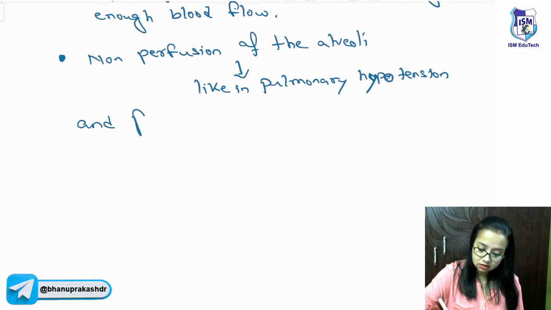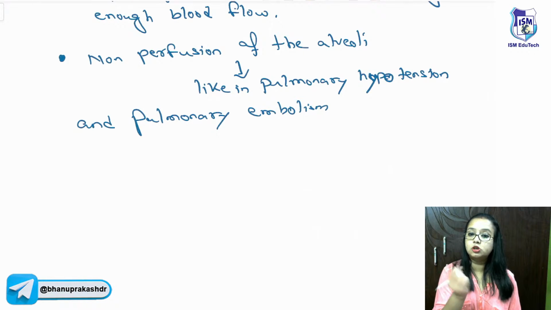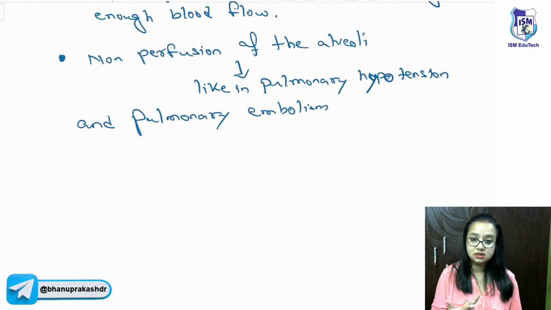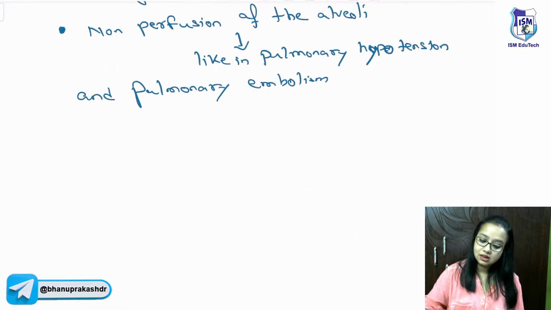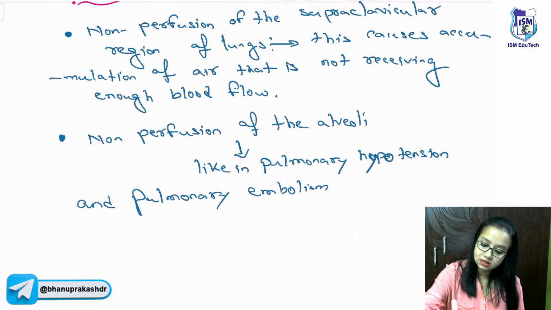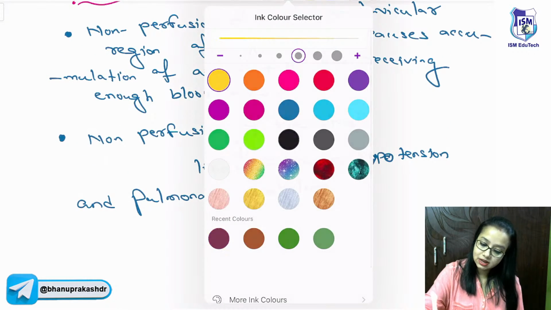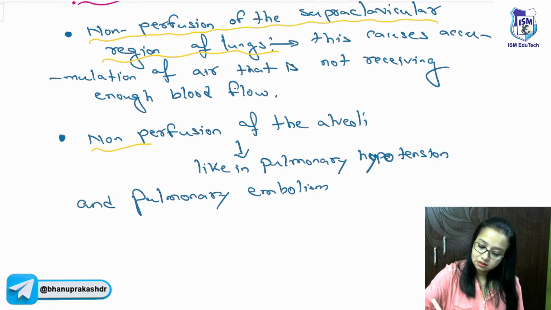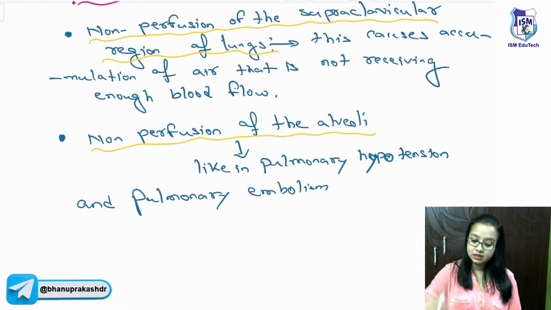And pulmonary embolism. Embolism means when a part of a clot breaks out and starts circulating in the blood circulation. So if such small clots are there in the pulmonary circulation, then also there will be inadequate blood supply. In these above two conditions, what did we see? Here we saw there is enough air, but the blood flow or the blood supply is less.